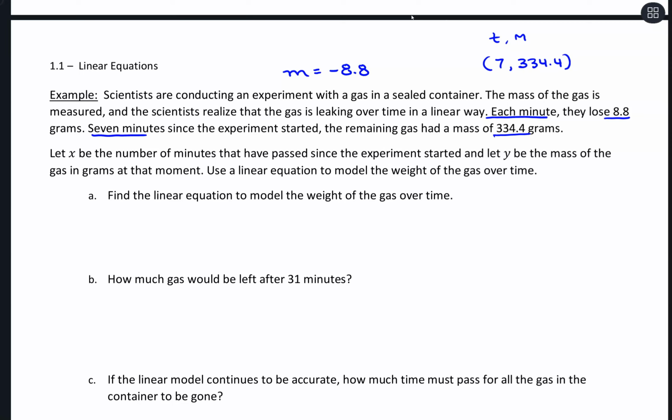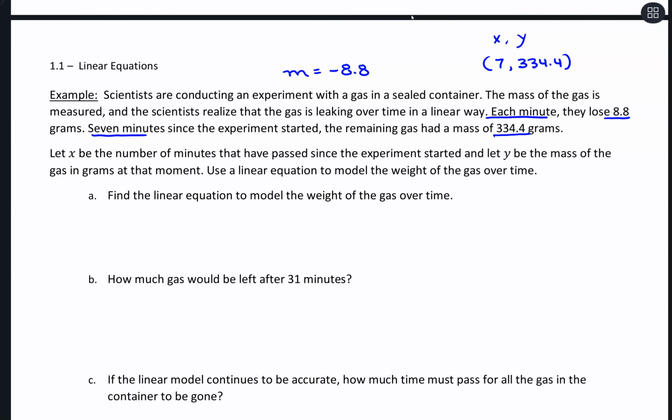All right, let x be the number of minutes. So instead of t, let's use x. And y be the mass in grams. Use a linear equation to model the weight of gas over time. So what we have is we have the slope. So we know we have negative 8.8.